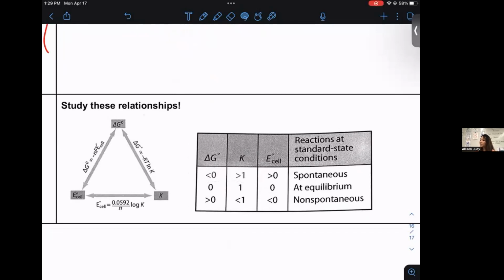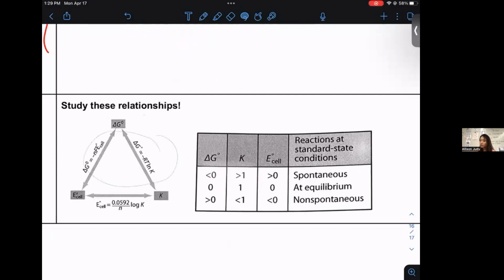What you want to do is make sure that you have these connections between G, K, and E, because they're really helpful and indicative of some of the context that you might need to consider, as well as some shortcuts you could take. It was actually a comment from previous AP students that they wish they had studied this relationship more between these three variables.